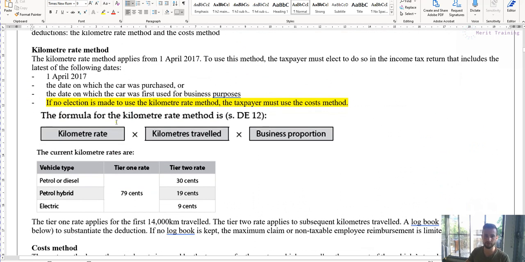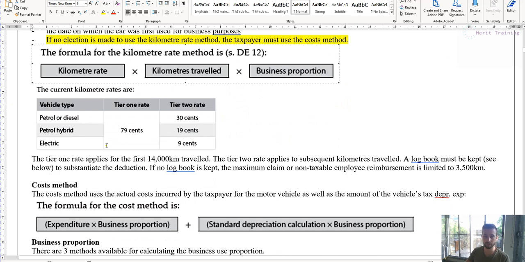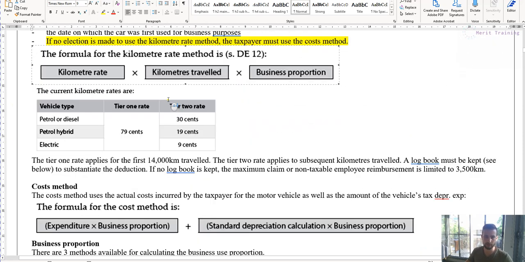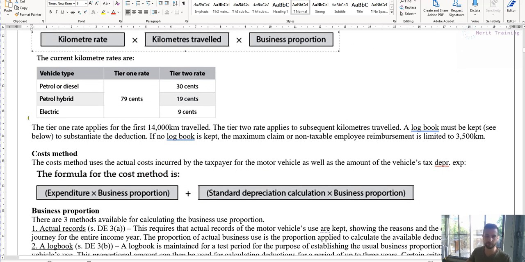Okay, so the formula for the kilometer method is basically kilometer rate times kilometers traveled times business proportion. Like, it's 100% business, it's 50% business. The rates are down here, so it depends on what kind of vehicle you drive: petrol or diesel, petrol hybrid, electric, and depending on what tier you are on as well. So whether tier 1 or tier 2 applies depends on whether you're traveling less than 14,000 kilometers or not.